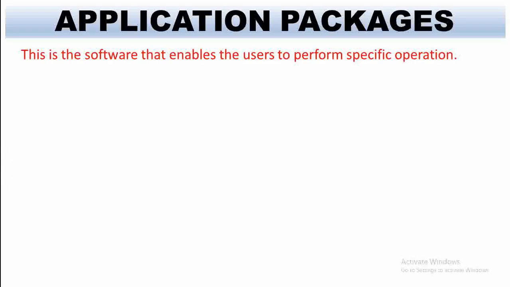What is application software? Like I said earlier in the former video, this is the software that enables the user to perform specific operations. You want to type, which type of software do you need for that? The work you want to do will determine the kind of software that you will need to install on your computer system. So the number one of this software we are taking is word processing. What do we use word processing for?